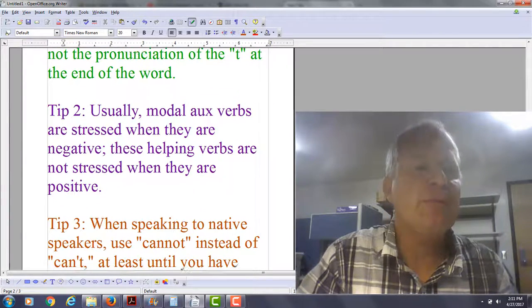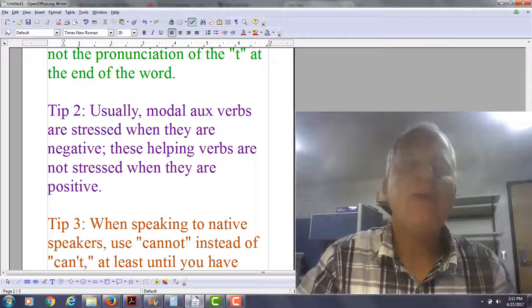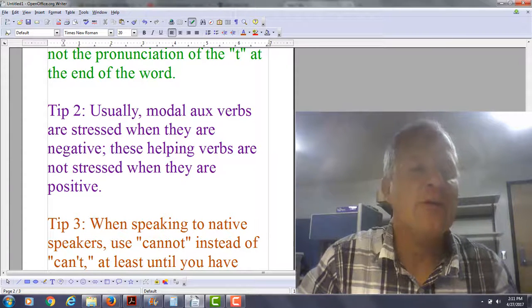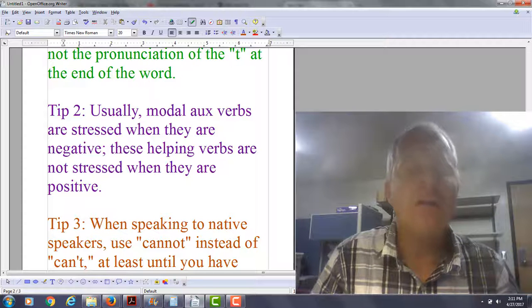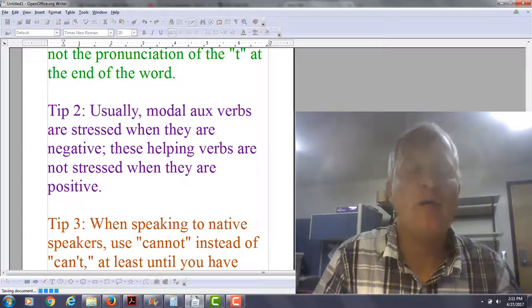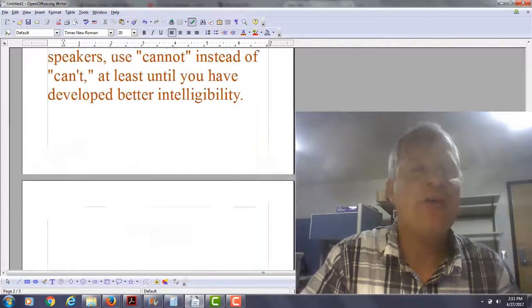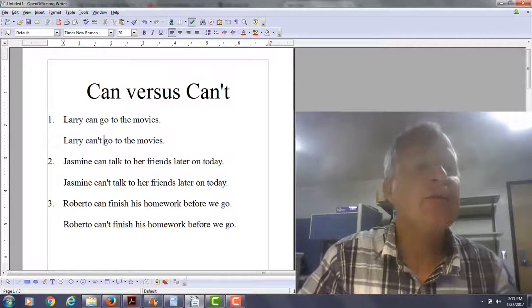Tip number 2. Usually, not all the time, you know how English is, it's crazy, but usually modal auxiliary verbs are stressed when they're negative. These helping verbs are not stressed when they are positive. So remember, positive modal auxiliary verbs are not stressed, but negative modal auxiliary verbs are. Right? So again, that's something that you can pay attention to. So let's read them again. Let's read them both together.